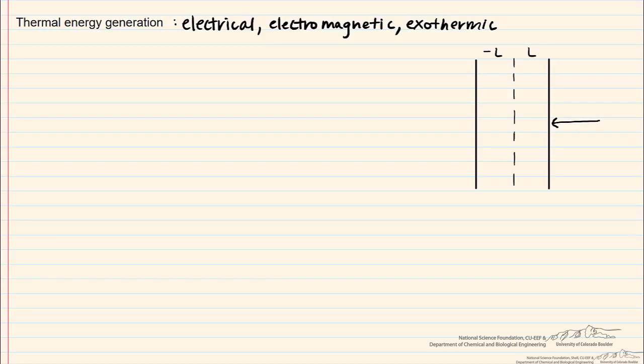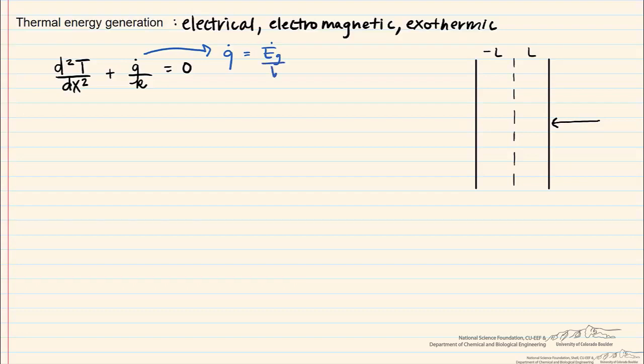So we start with the appropriate form of the heat equation. So that's d squared T dx squared, again, in the x direction, plus q dot, and that's our thermal energy generation term, divided by k, which is our thermal conductivity, and this equals 0. So again, this q dot is equal to our generation term divided by the volume.